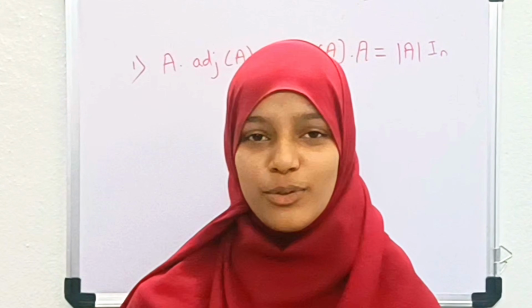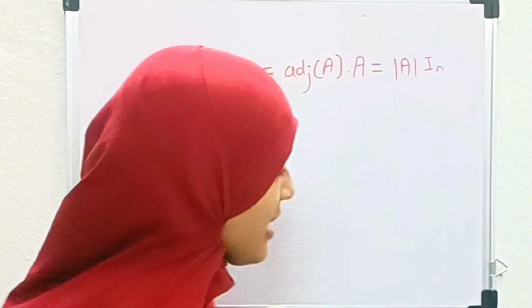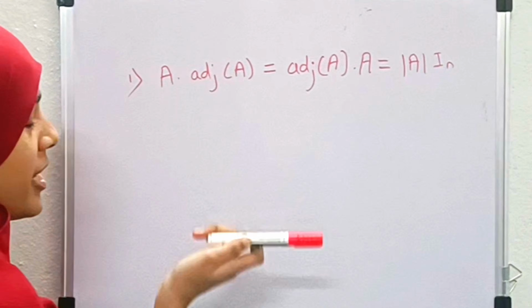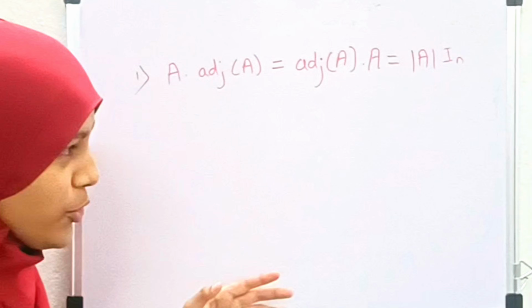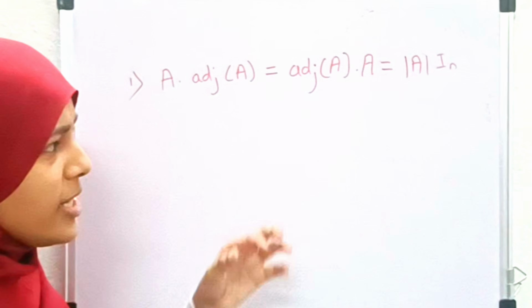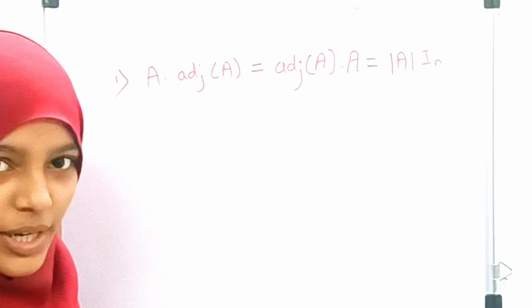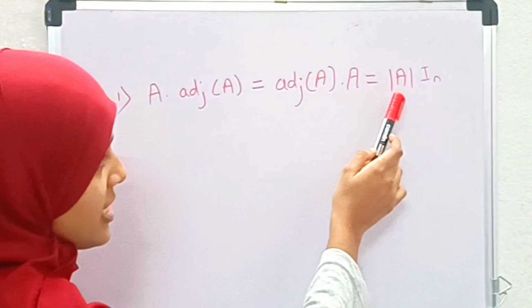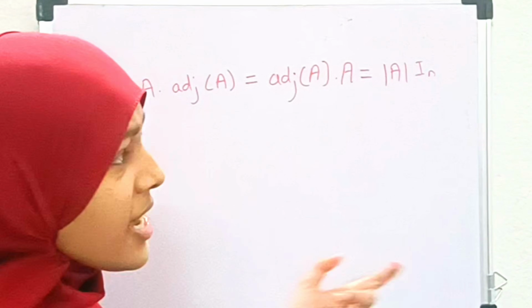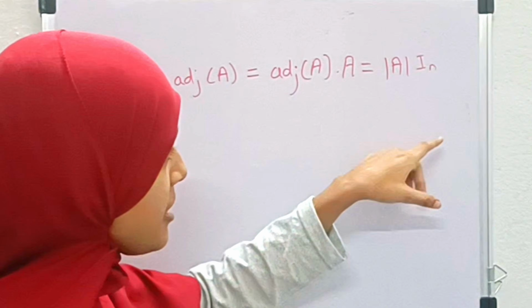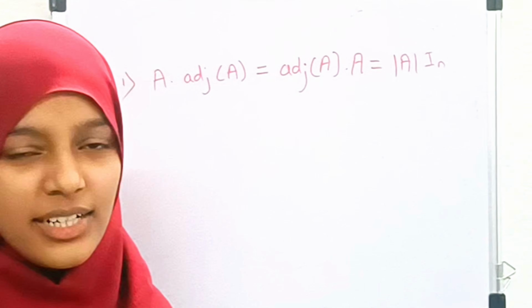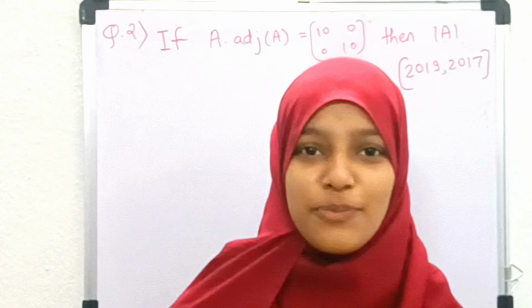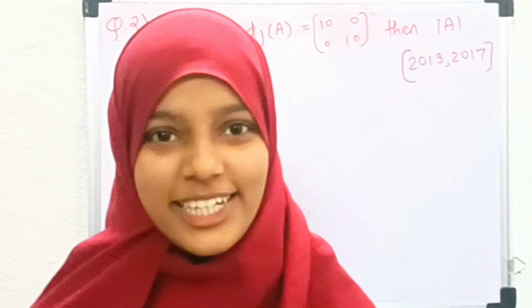So let's move towards our next short trick. If we have any matrix A and we have to multiply it with its adjoint, so A into adjoint of A, or adjoint of A into A, we have a simple solution for this: determinant of A into In. Here In is the identity matrix, where n is the order, a 2 by 2 matrix or 3 by 3 matrix. Let's move towards the question based on our next trick.